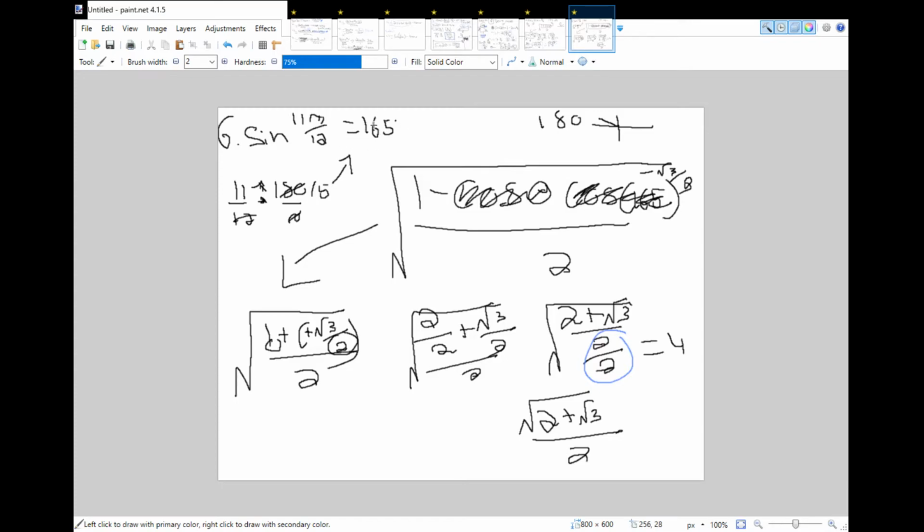Now, wait a second, that's the half angle. So you need to multiply this by 2 to find the theta. That'd be 330. Ignore that. Either way, this is what you will end up getting, and it is in the 165, so it'll be in this quadrant. So sine of 11 pi over 12 is equivalent to this.